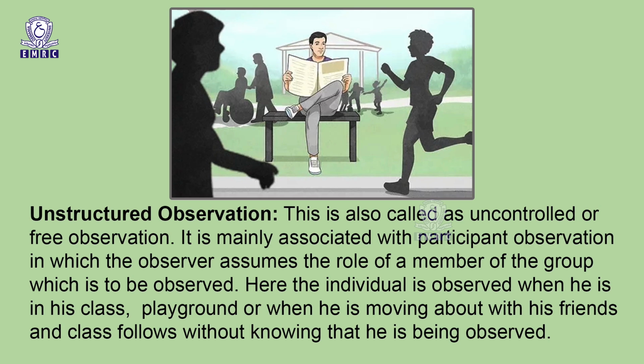This is also called uncontrolled or free observation. It is mainly associated with participant observation, in which the observer assumes the role of a member of the group which is to be observed. Here the individual is observed when he is in his class, playground or when he is moving about with his friends, and the class follows without knowing that he is being observed.